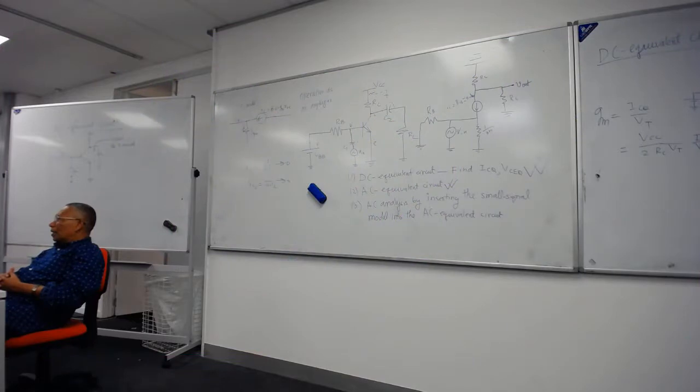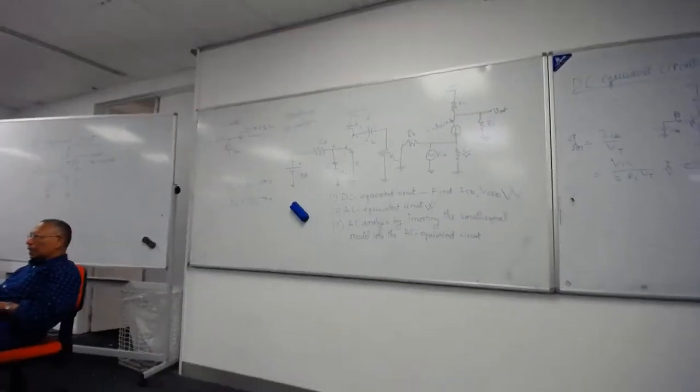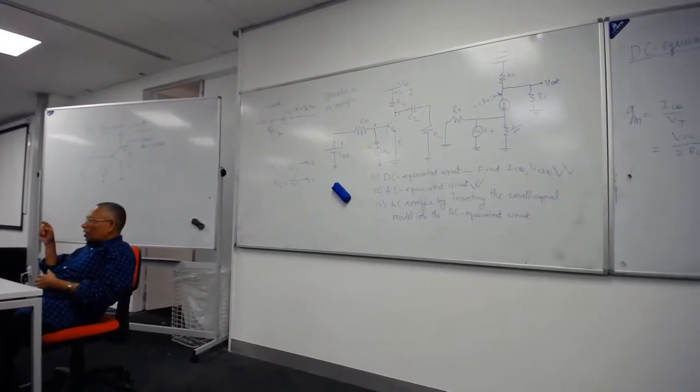Remember? IC equals GM VB equals beta IB, then GM equals IC by VT.